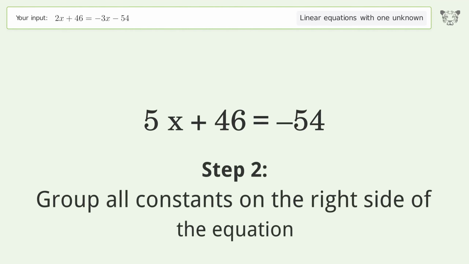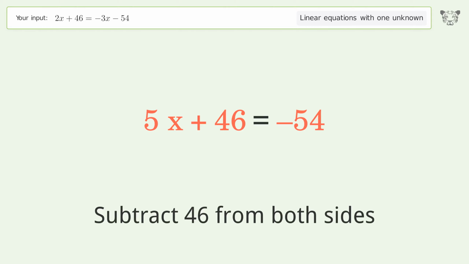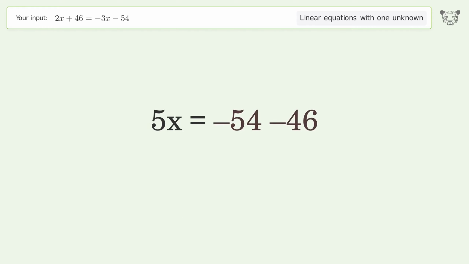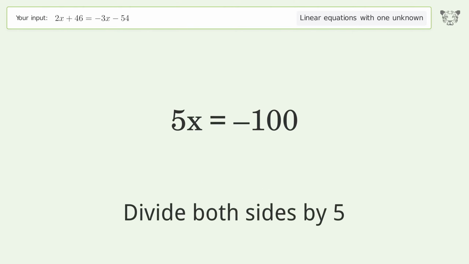Group all constants on the right side of the equation. Subtract 46 from both sides. Simplify the arithmetic. Isolate the x. Divide both sides by 5.